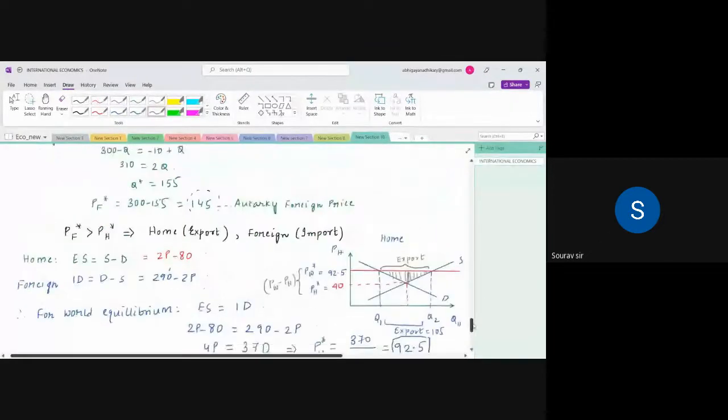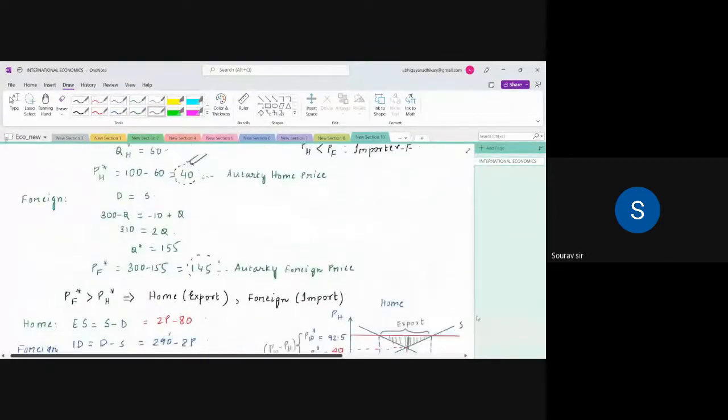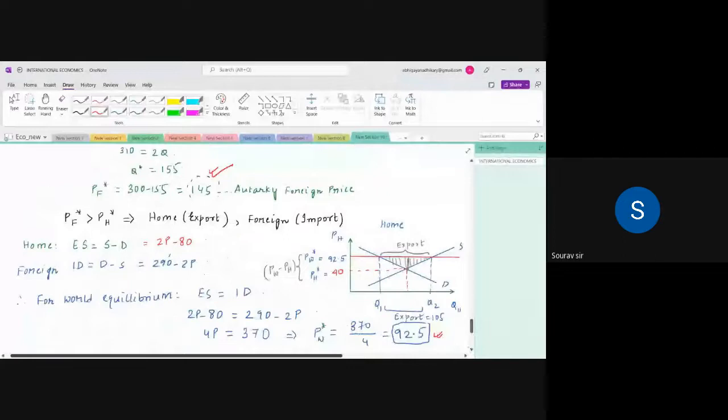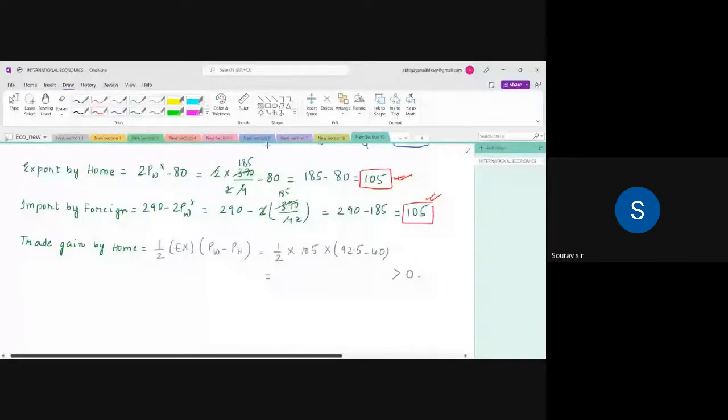If we just look at the values of foreign, the autarky price for foreign was 145 and the world price was 92.5. So the world price will become lower in this case. So if we can draw one more diagram to explain the foreign as well.